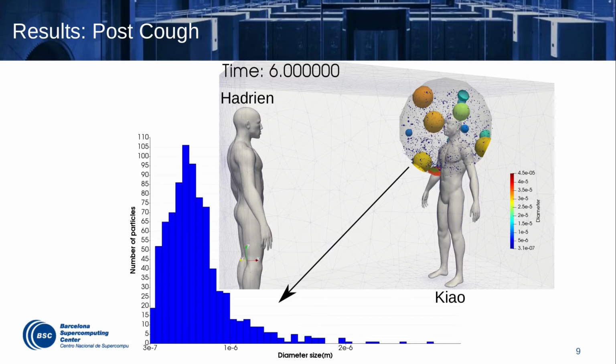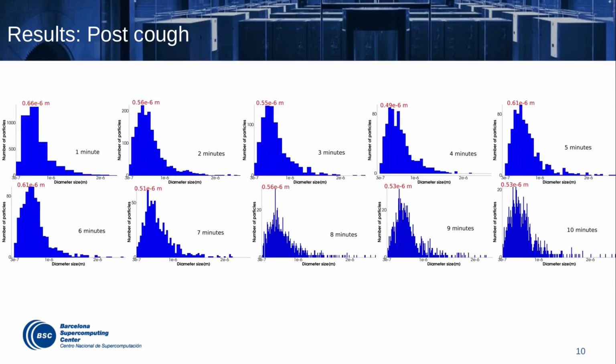The breathing region is defined here as a sphere around Kiao's nose with a radius of 0.5 meter, representing the tidal volume that Kiao can breathe. Therefore, the data of this region is useful to understand the evolution of the droplet size distribution and thus to be able to model the breathing risk exposure.